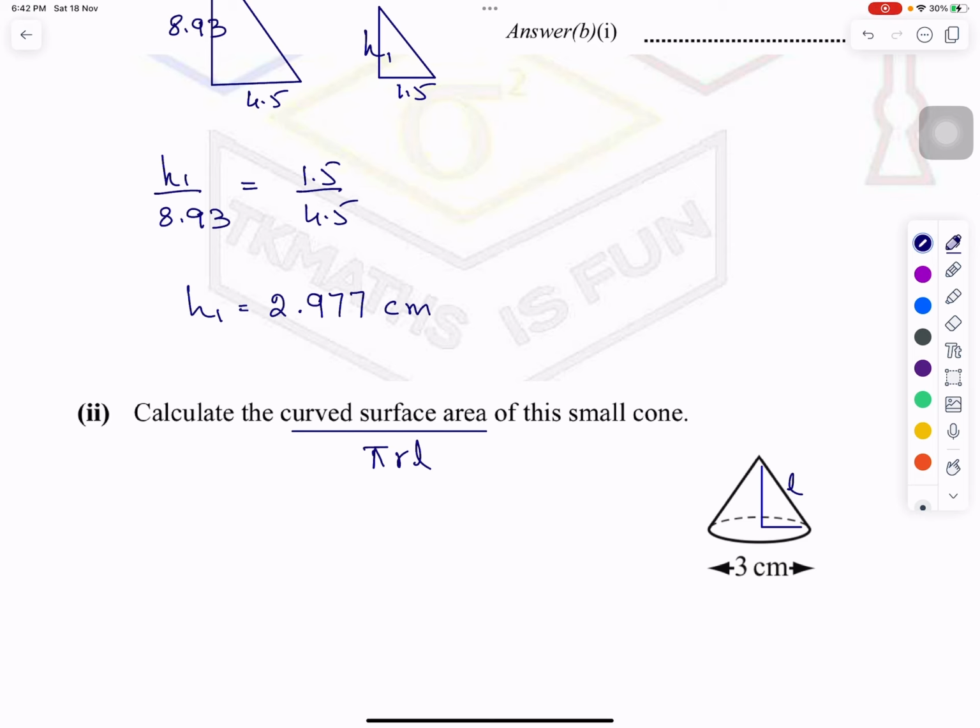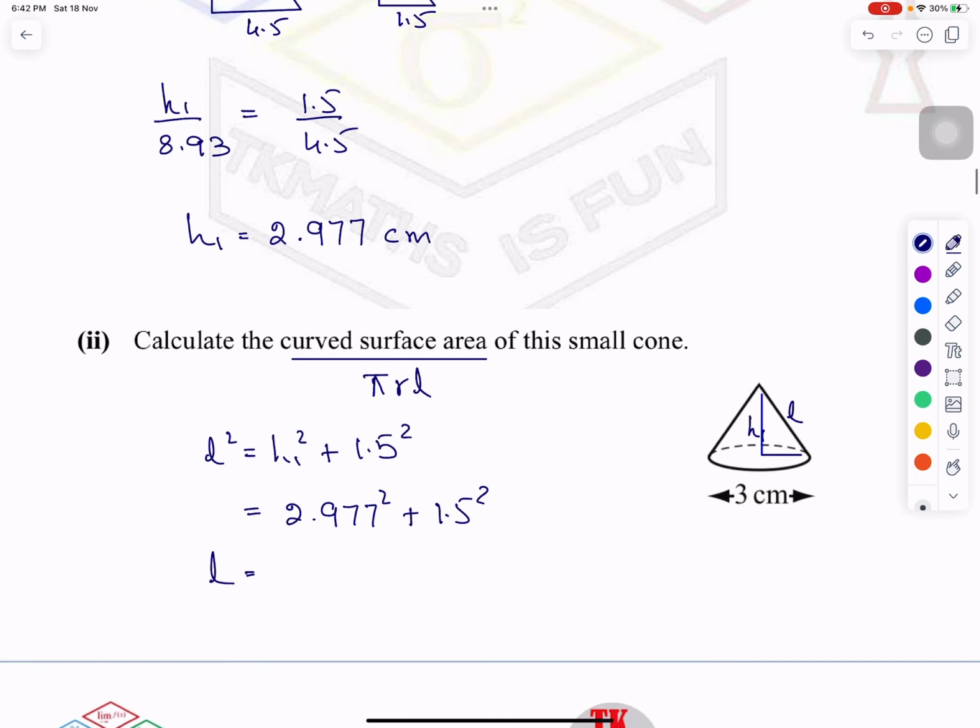So for this small cone, first of all, I have to find out what is L. H I know. So L square equals H1 square plus 1.5 square, right? H1 is 2.977 square. So you can use the calculator, you can find the square root of it. So it will be 3.33.